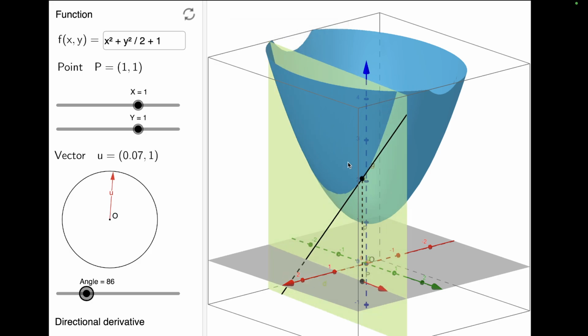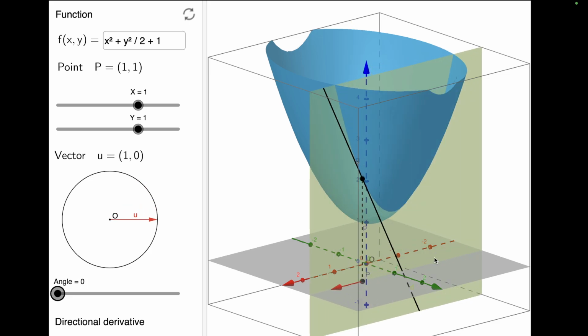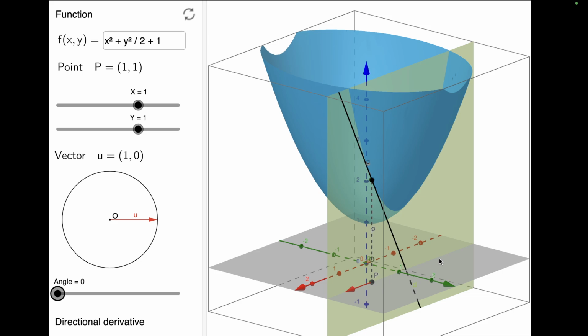So we get this curve by cutting the surface f of xy with this plane. The projection of this point is 1, 1. At the point with u at an angle of 86 degrees, the directional derivative f_u at (1,1) is 1.4. If the angle equals 0, then u cap is along the x-axis, where y is equal to constant. So the tangent to this curve represents del phi del x.